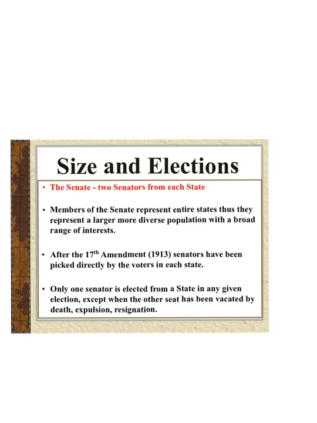Members of the Senate represent entire states, thus they represent a larger, more diverse population with a broad range of interest. After the 17th Amendment, senators have been picked directly by the voters in each state. Only one senator is elected from a state in any given election, except when the other seat has been vacated because of a death, expulsion, or resignation.